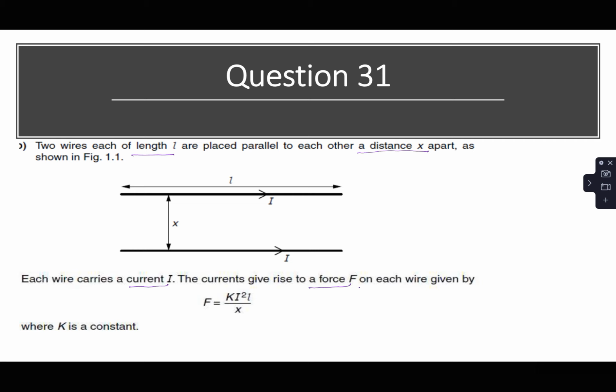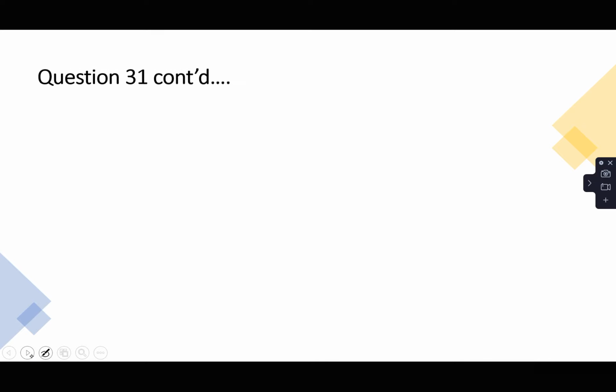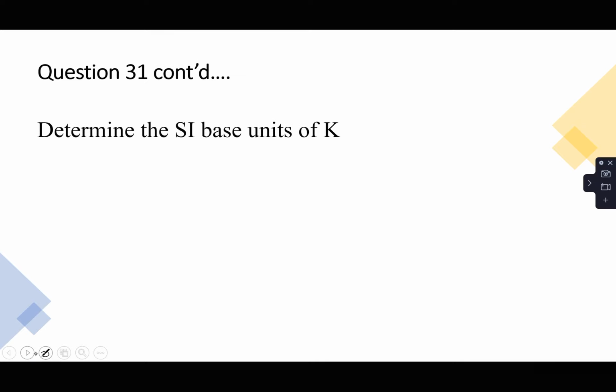Then I think the question continues to the next page. K is a constant. Determine the SI base units of K. So just write here the expression that we have been given: the force F is equal to a constant K times I squared times L divided by X.